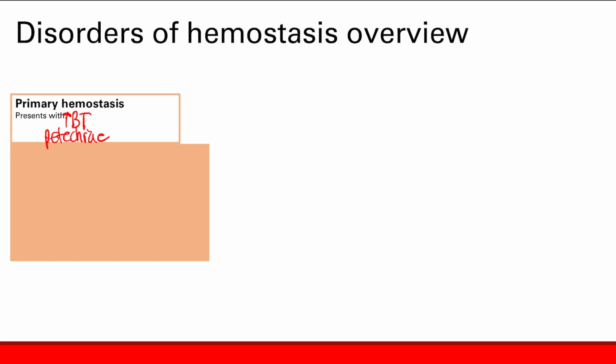So we said platelets not working or too few platelets. Causes of platelets not working: we said Bernard-Soulier syndrome. What was the problem there? It was a GP1B receptor problem. What was the next one? Glanzmann thrombasthenia. That was the GP2B3A problem. Finally, uremia. Uremia just impairs platelet function. Okay, so that's the three.